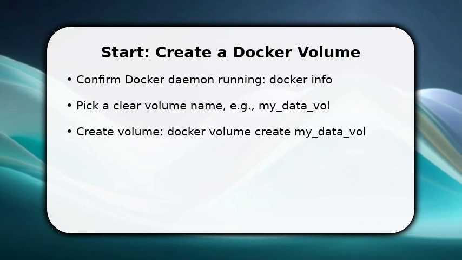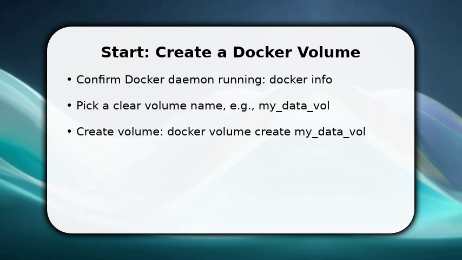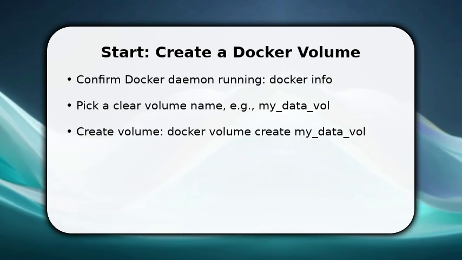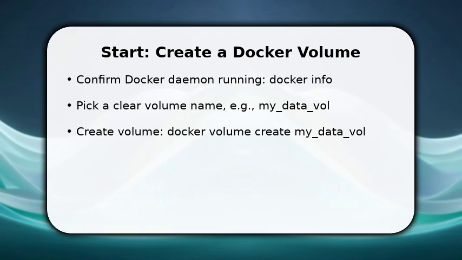Make sure to choose a meaningful name and avoid using host paths yet. Using a named volume gives Docker control over location and lifecycle, simplifying backups and container replacement. Now attach the volume to a container so it stores real data.